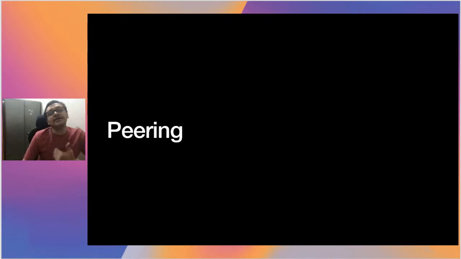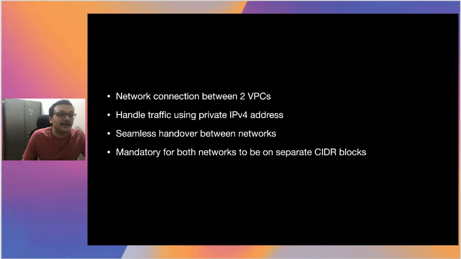So, what is network or VPC peering? Very simply put, it is a network connection between two VPCs. It is used to share traffic or handle traffic using the private IPv4 addresses of the two VPCs. It does something called a seamless handover. Basically, that means that if you have two separate networks and they peer together, as far as the resources on either network are concerned, it operates as though these two networks are actually one single network and you're just reaching out to another IP, right?